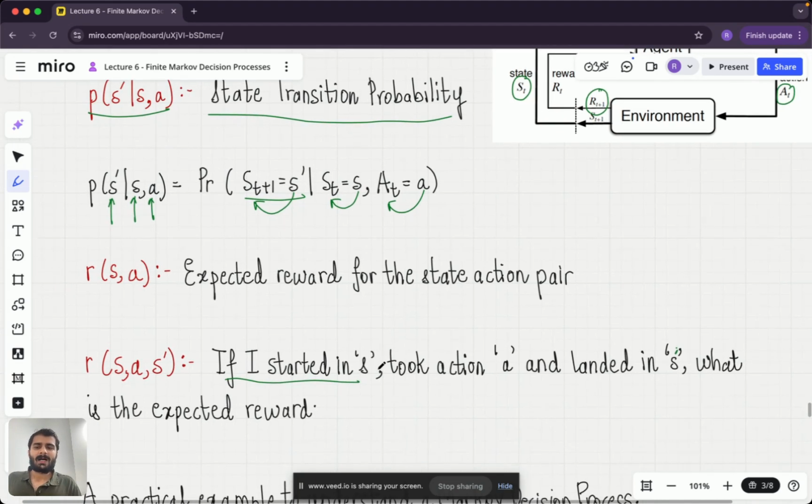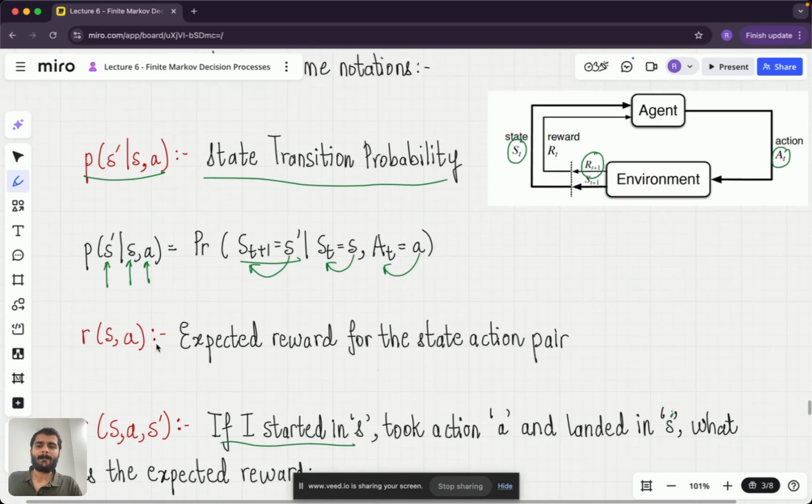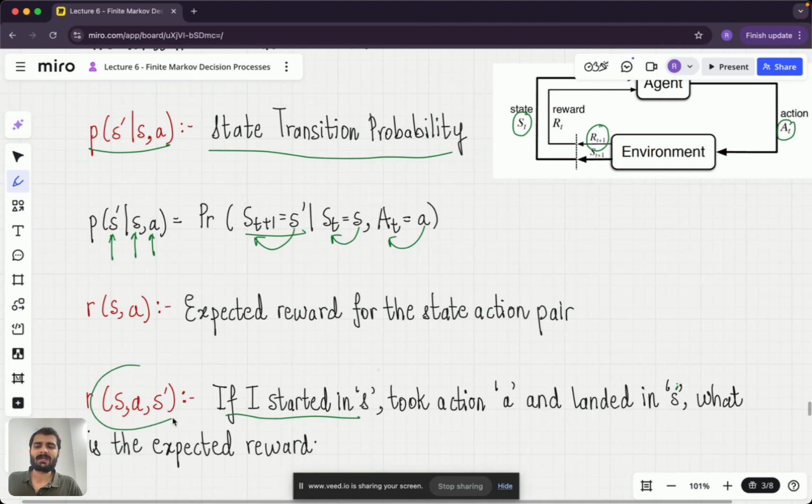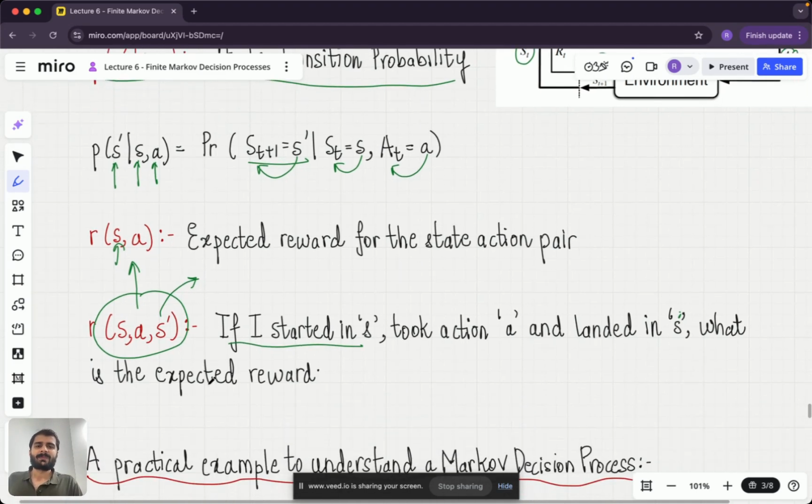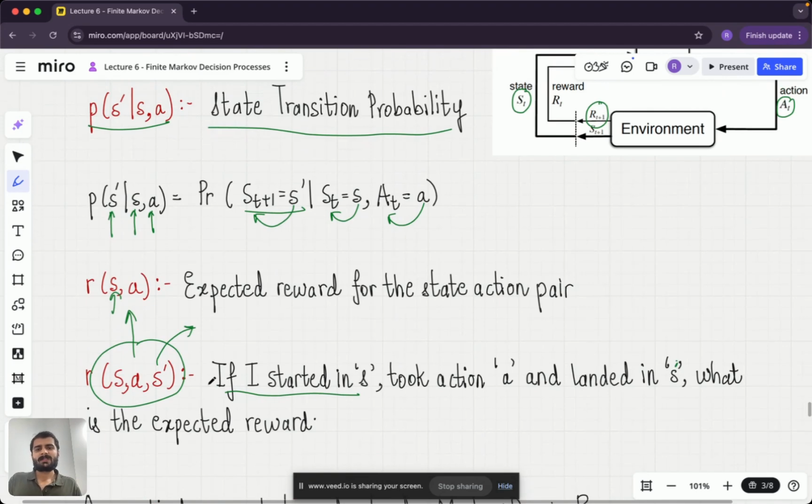And then R of S comma A comma S dash is: if I started in S and I took action A and I landed in S dash, then what is my expected reward? So this is really a special case of this where you say that okay, I'm in state S and taking action A, but I also land in the state S dash. So what is my expected reward in that case?